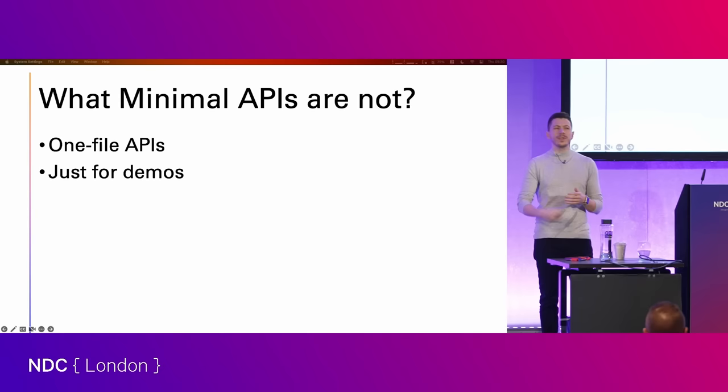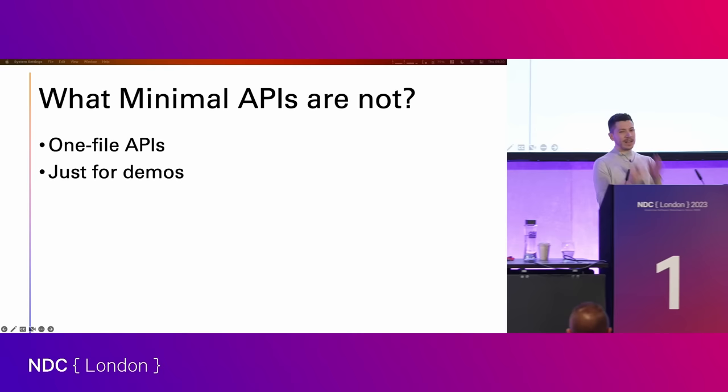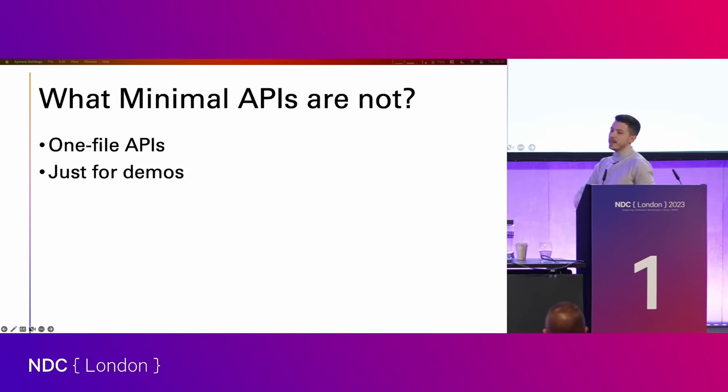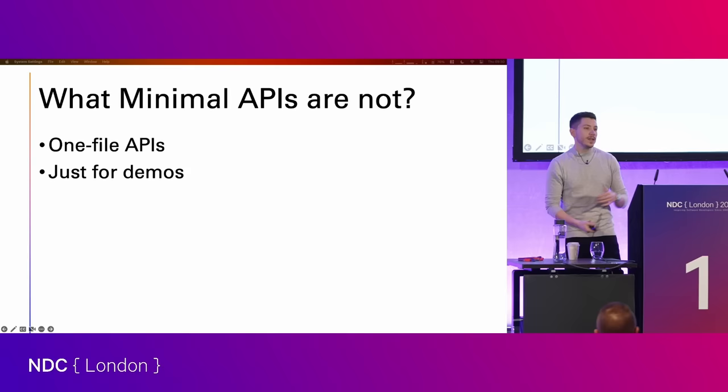Also, they're not just for demos. As you just saw, however, they're fantastic for demos because I can very easily just have everything in a single page, scroll up and down, and you don't have to worry about, oh, this is in this file, and this is in this file. And you know, everything is there, everything is easy to do. The problem with this is that Microsoft also heavily uses them for demos, and Microsoft's demos are like 2,000 lines of code, and people see that and think that's how you build an API. It is not how you build an API.